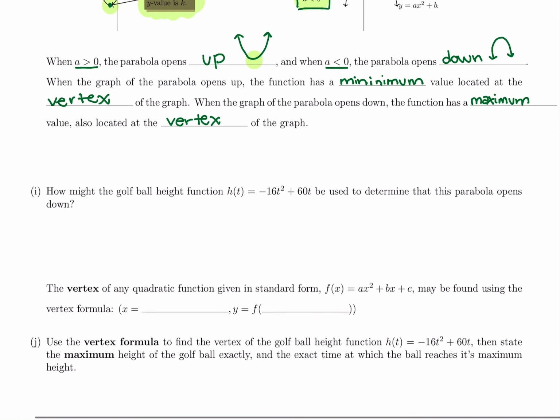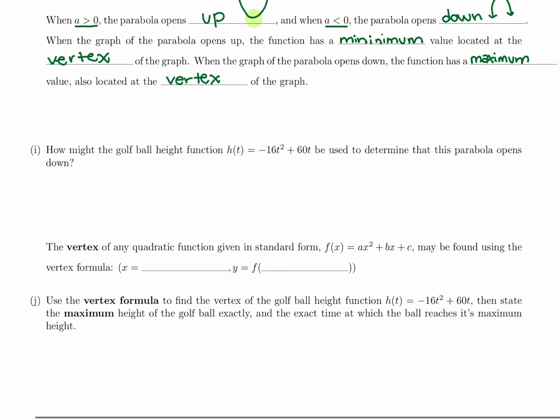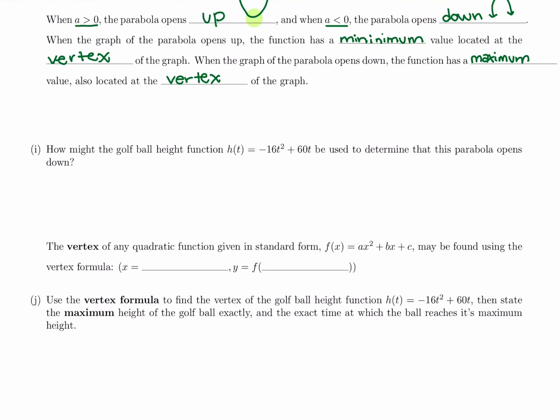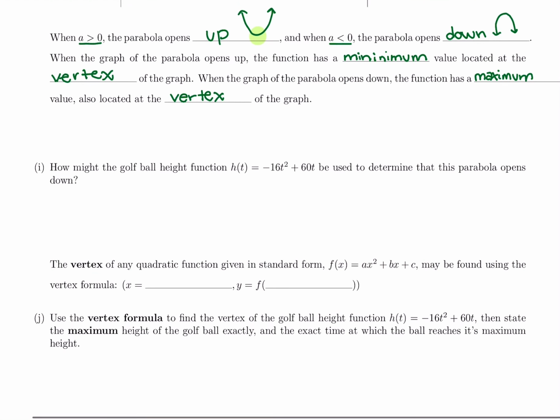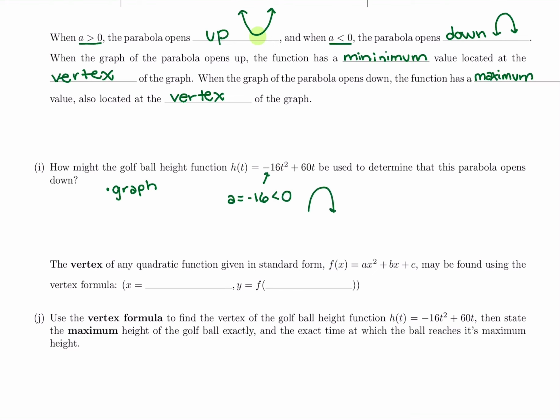So looking back at our golf ball function from the video before this, how might the golf ball height function be used to determine if the parabola opens up or opens down? Well, you could either look at the graph from the page before. We already graphed this on the page before. Or we can look at this negative a. A is negative 16, which is less than 0, which means we are going to have an upside down parabola. It's going to start on the ground, reach a max, and then go back to the ground.